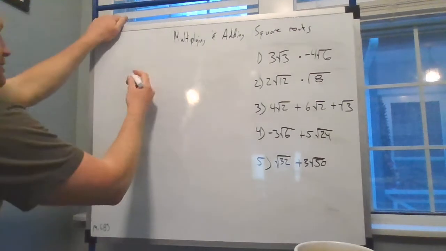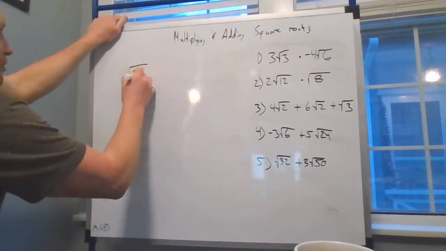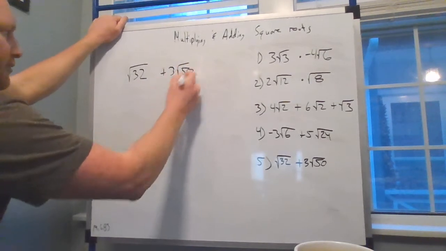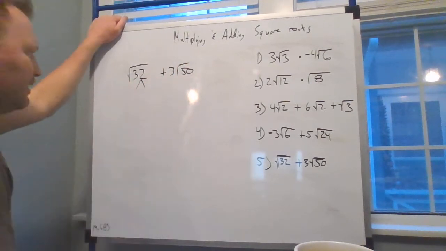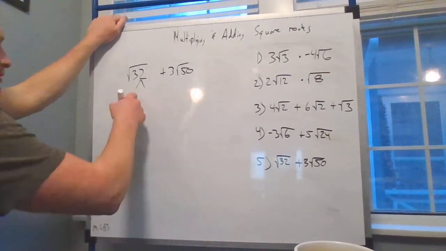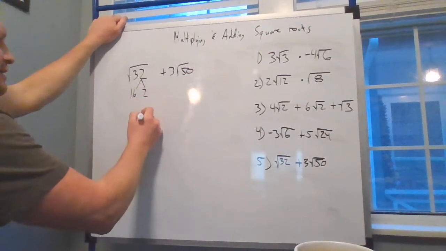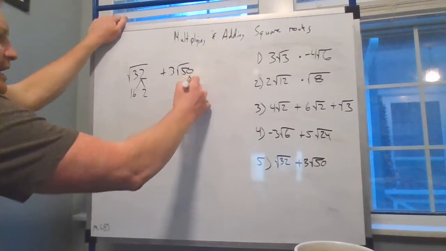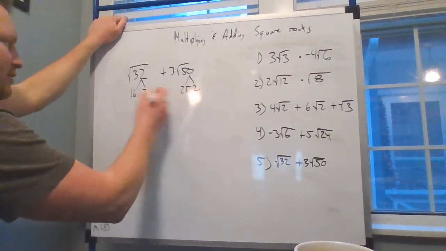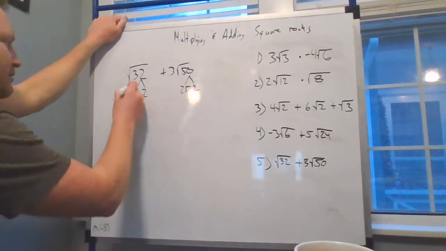Number 5 says radical 32 plus 3 radical 50. Well, let's break them down. 32's got a 4 and an 8, but better yet, it's got a bigger factor. It's got 16. 16 times 2. 50 has got a 25 and a 2 inside of it. And I like these numbers, 16, 25, they are perfect square root factors.